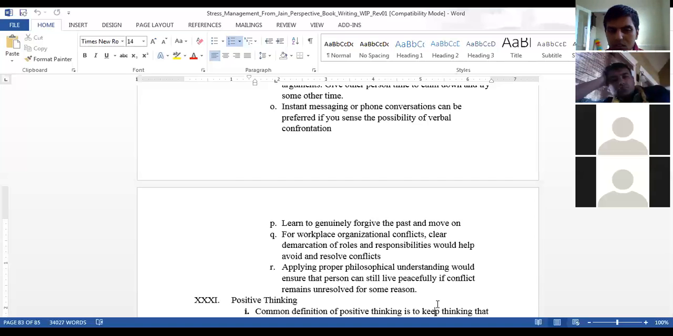And finally, no matter what you do, certain conflicts may not be resolved. Suppose there was something you did that someone else got upset with you about, and that person is not willing to forgive you, no matter how many times you ask forgiveness. So maybe externally this conflict is not resolved, but internally, by asking for forgiveness and not holding any grudges or any negative kashayas, that will definitely resolve the conflict for you internally, because you are out of it. At least you did the best you could in that situation. So applying proper philosophical understanding would ensure that the person can still live peacefully, even if the conflict remains unsolved for some reason. That's the way to deal with conflicts.